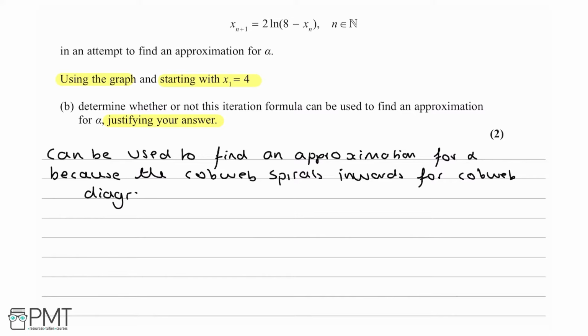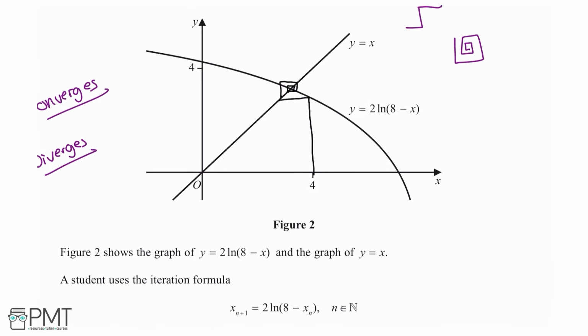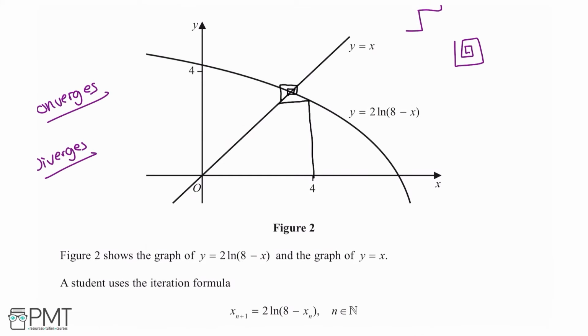This way, you've covered all your bases. Okay, you've used your graph, and you're using what you've learned from that graph to formulate your final justified answer. Okay. This question is also worth 2 marks. The way you get your 2 marks for this question, your first one comes from an annotated cobweb diagram on figure 2, and you need to start at x1 equals 4, and you need to have at least 2 spirals.